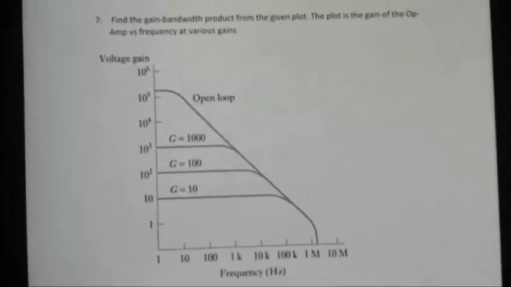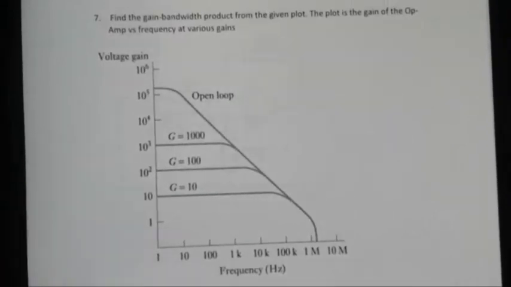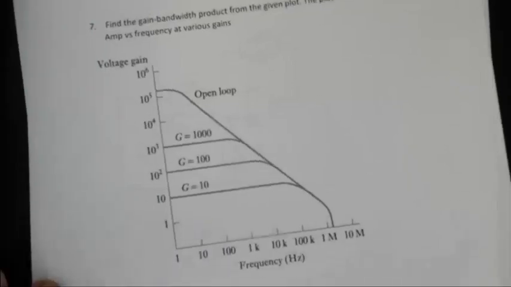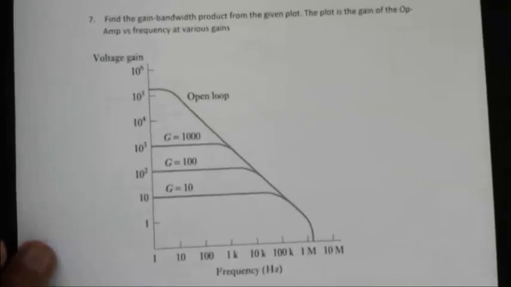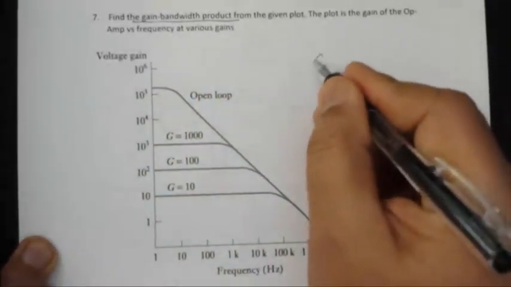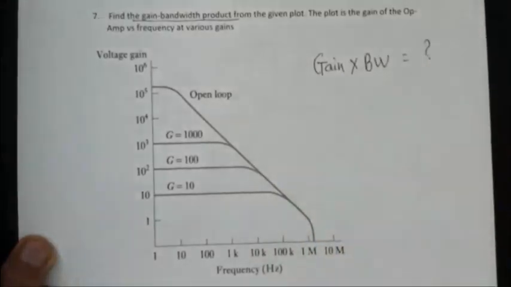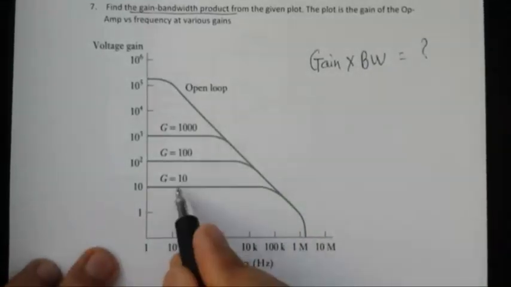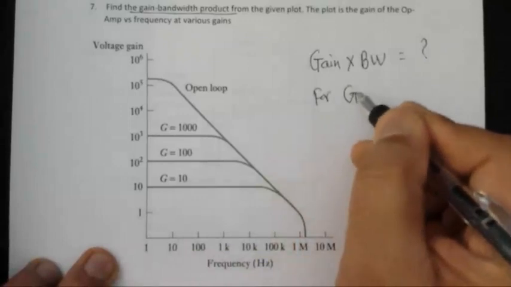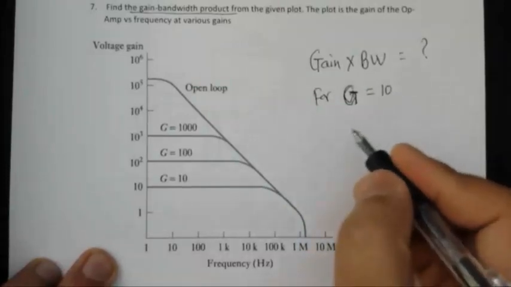So the next problem is calculating the bandwidth from the given voltage gain data, which will also help you in completing lab number 7, because at some point you'll have to calculate the gain bandwidth product. In this diagram, it says find the gain bandwidth product, which is just gain times bandwidth. We're going to take a couple of examples, starting with gain 10. So how would you find the bandwidth?